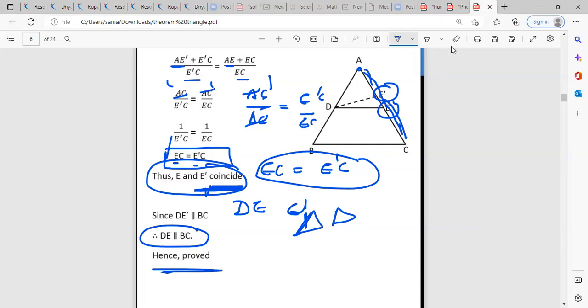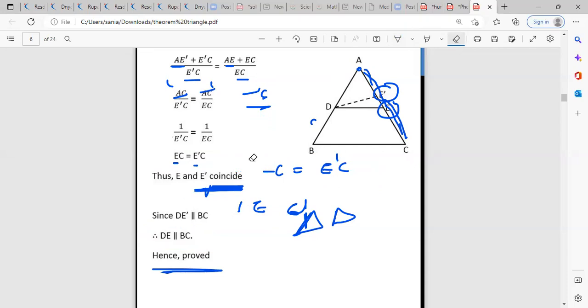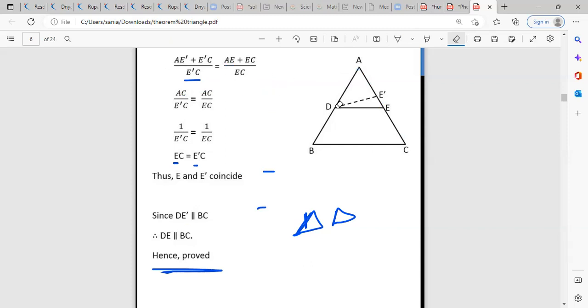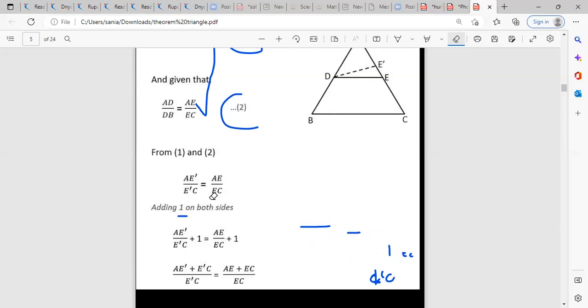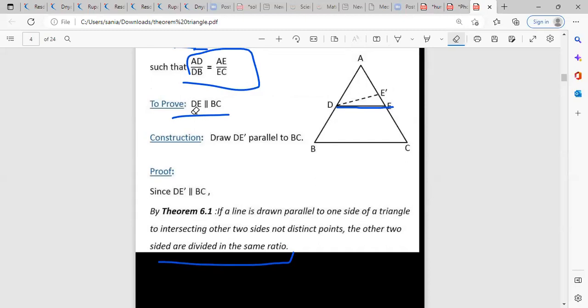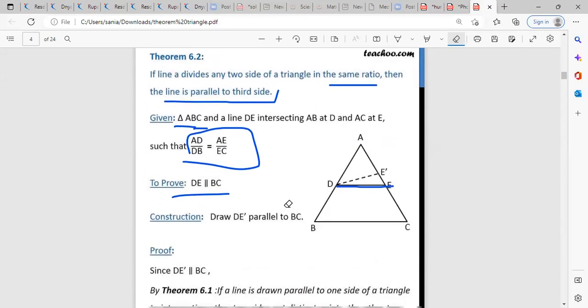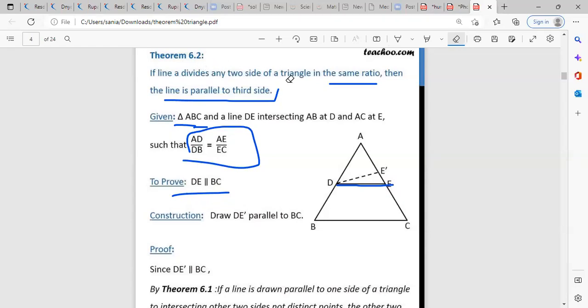Clear? Okay, so you will write it down. Let me just erase it. So over here, instead of writing theorem 6, just write by theorem 6.1. Just write theorem 6.2, the reverse of your previous one. Then given, over here you have to write triangle ABC.